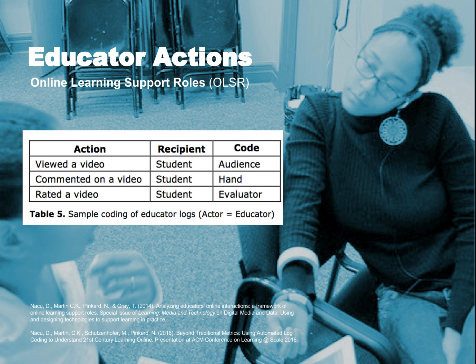Now, to code the logs generated by the actions of educators, we also look at the type of action and the recipient in order to categorize the log. So if an educator views a student's video, we can automatically code it as audience. If the educator rates a student video, we can automatically code it as reflecting the evaluator role. For comments, we don't yet have methods for automatically interpreting the content, so in those cases we apply the code hand to indicate that it requires manual interpretation.